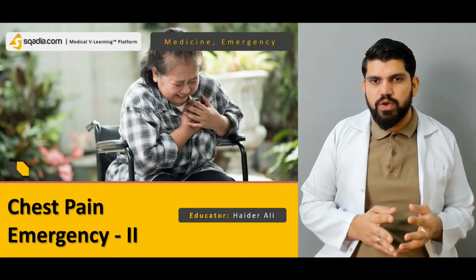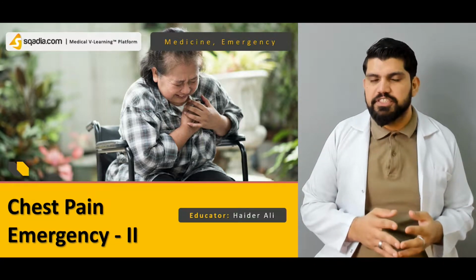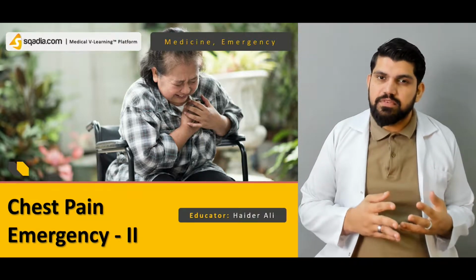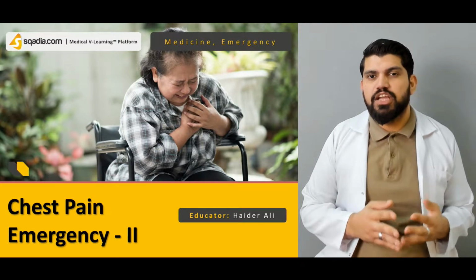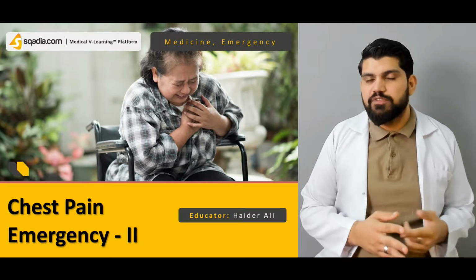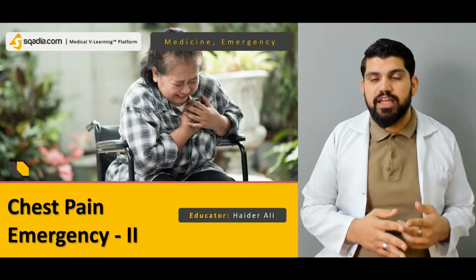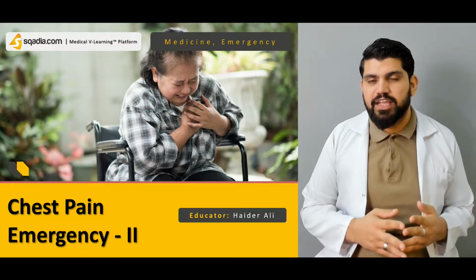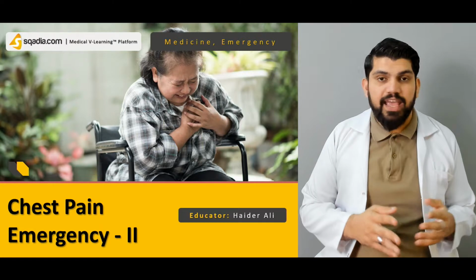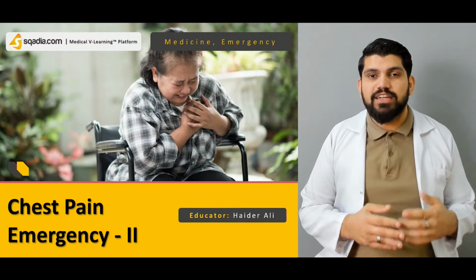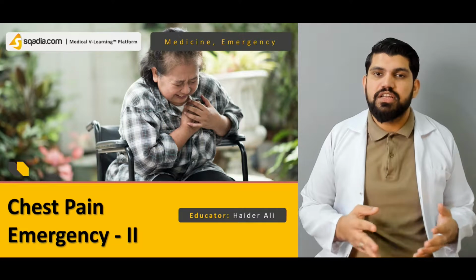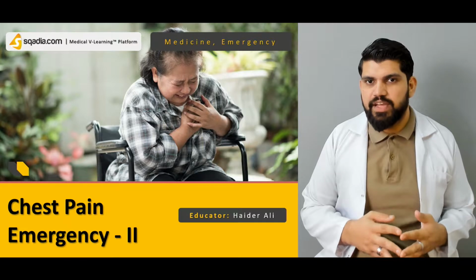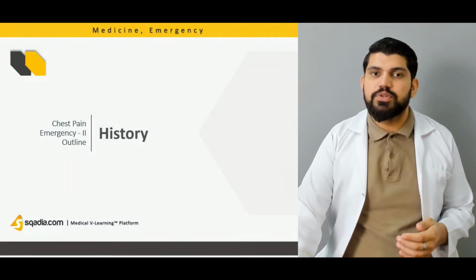Today is part 2 of management of chest pain in emergency department. In the previous part, we looked upon how to approach a patient with chest pain. What are the important things that you need to look for first and foremost, and how to manage life-threatening and limb-threatening problems. In this, we will go through a detailed examination, findings of examination, sub-investigations, and treatment options that we have. Let's go through the timeline.